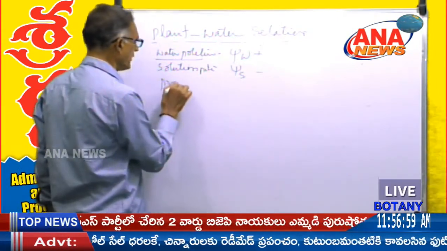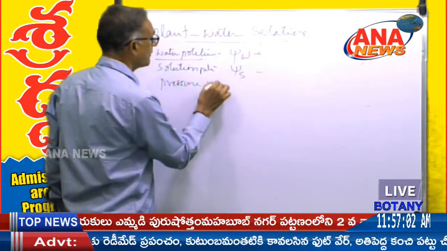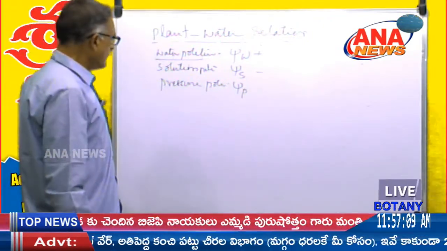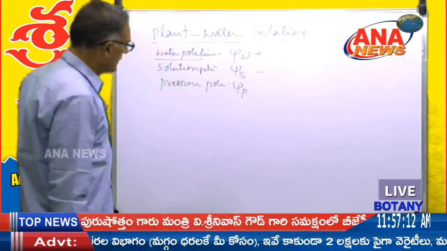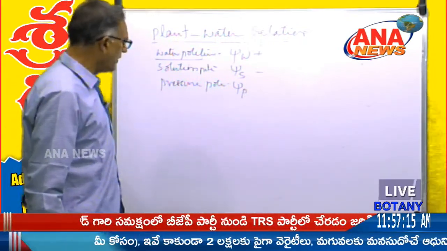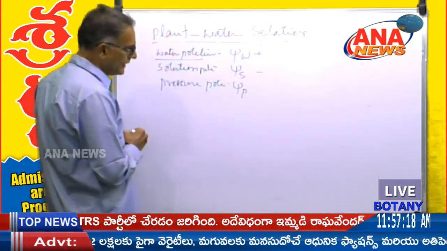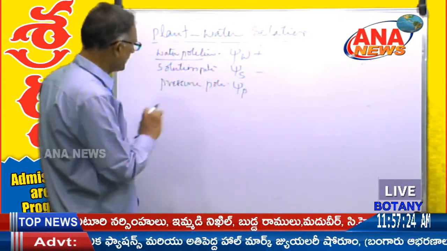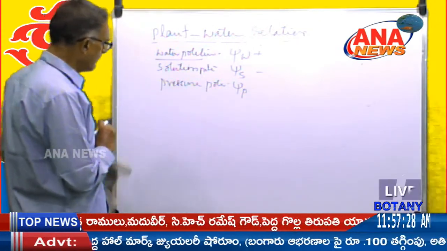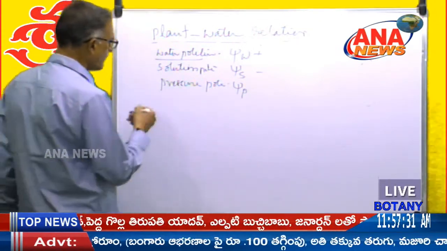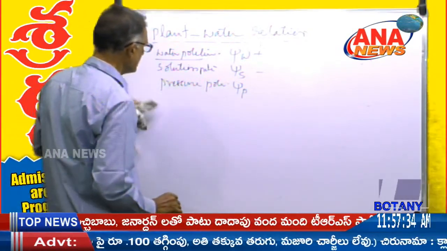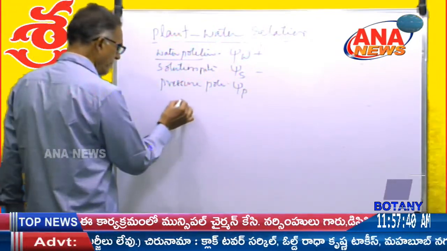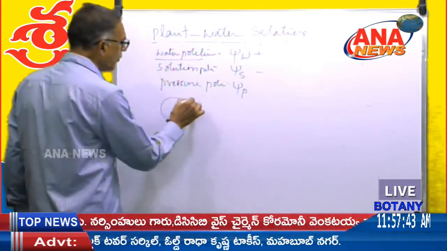Next, pressure potential, which is denoted as psi p. At normal atmospheric pressure, when the pressure is increased on pure water or solution, its water potential is increased. A pressure is built up in the plant cell by movement of water.